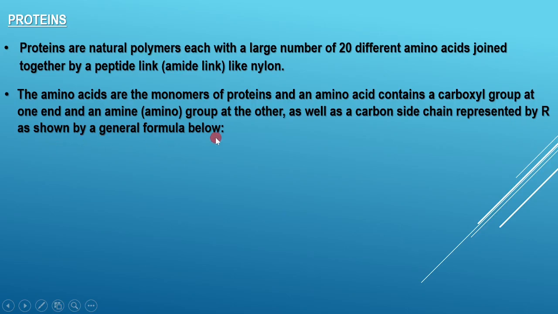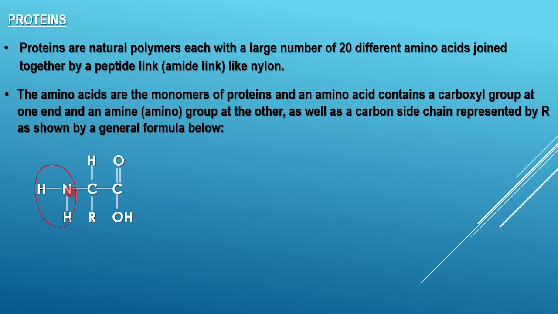So what is being stated here is that this amino acid itself, which is a monomer of protein, contains a carboxyl group at one end and an amine group at the other, as well as a carbon side chain represented by R as shown by the general formula below. An amino acid will look like this. On one side, it will have this.